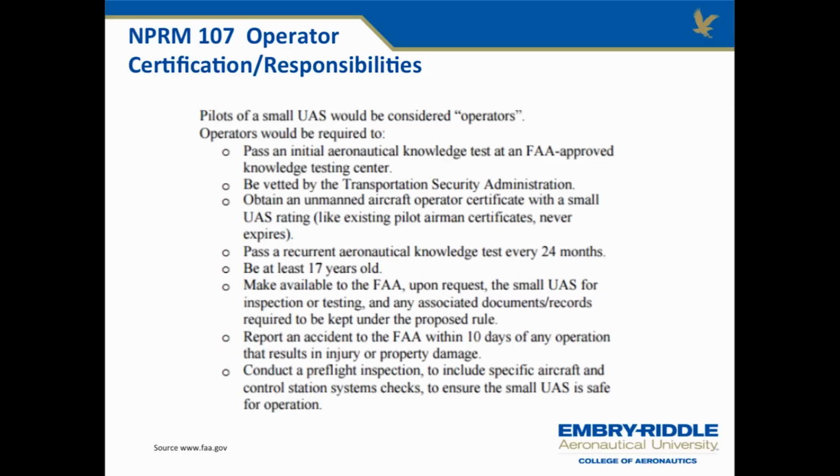Now, the pilot operator certifications, right? You're going to have to pass an initial aeronautical knowledge test, be vetted by the TSA, and obtain an unmanned aircraft operator certificate. All right. You've got some other requirements here, but this is a huge change. Unlike the 333, which requires you to be a certificated pilot of a manned aircraft, with the 107 this becomes a very specific UAS operator certificate. So that allows flight by UAS by many people that would not be able to fly in civil ops under the current 333 exemption process.